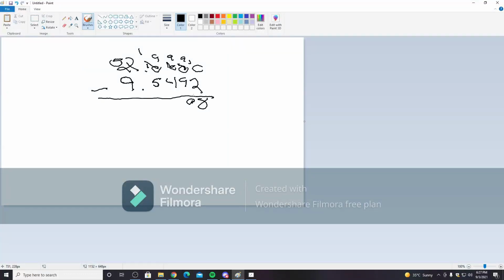9 minus 9, 0. 9 minus 4, I should probably connect that better so that you can see what it is. So 9 minus 4 is 5. 9 minus 5 is 4. And then we carry this decimal down so that it keeps its place. 1 minus 9, we can't do that, so we have to turn the 5 into a 4, and then we get 11 minus 9, which is 2, and then we get 42.4508.